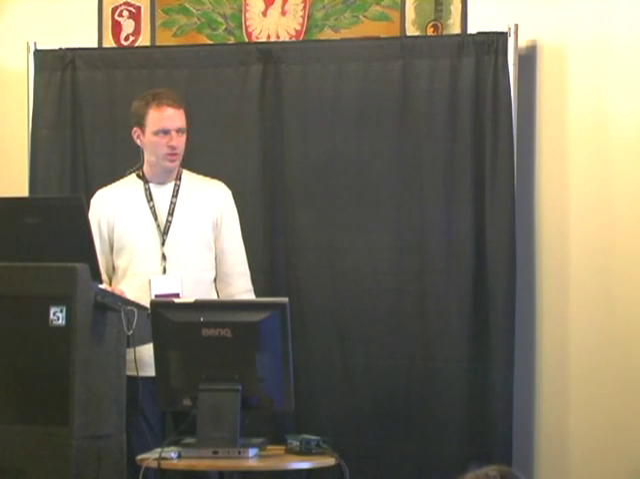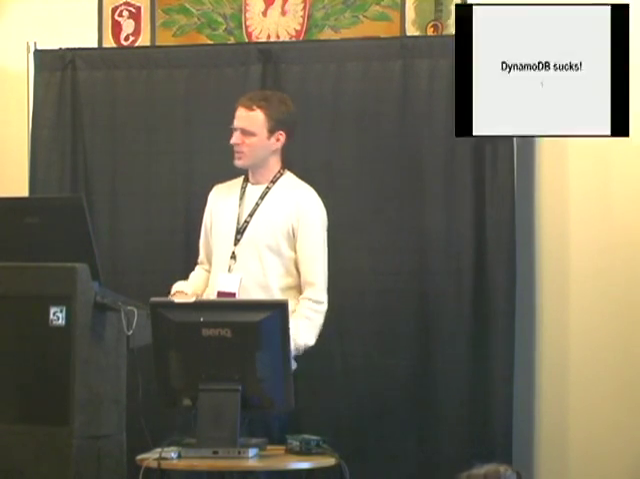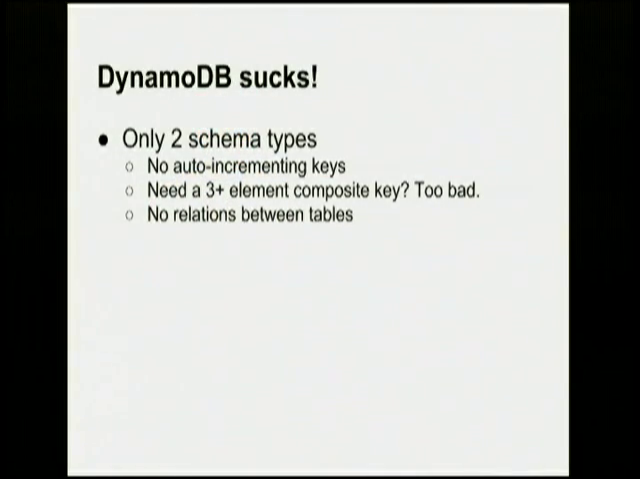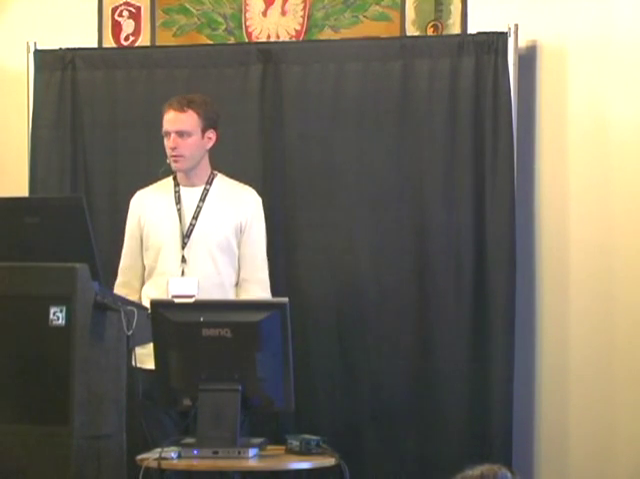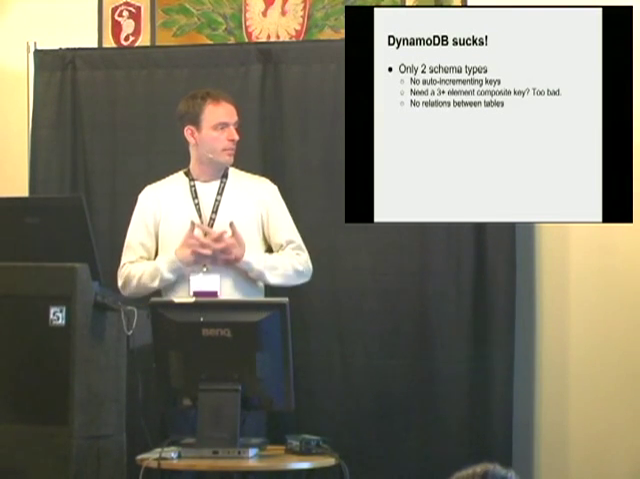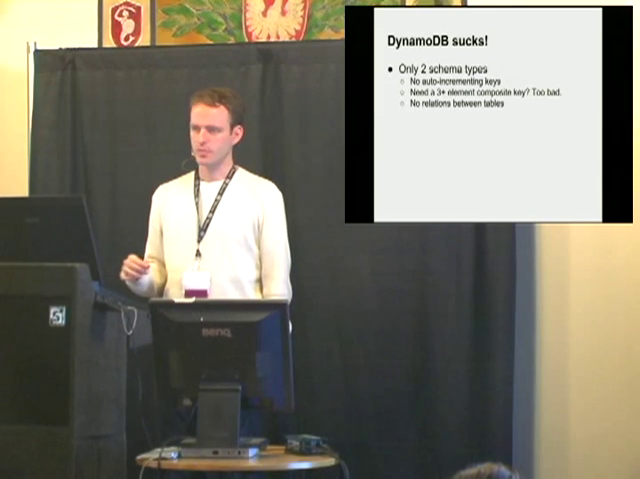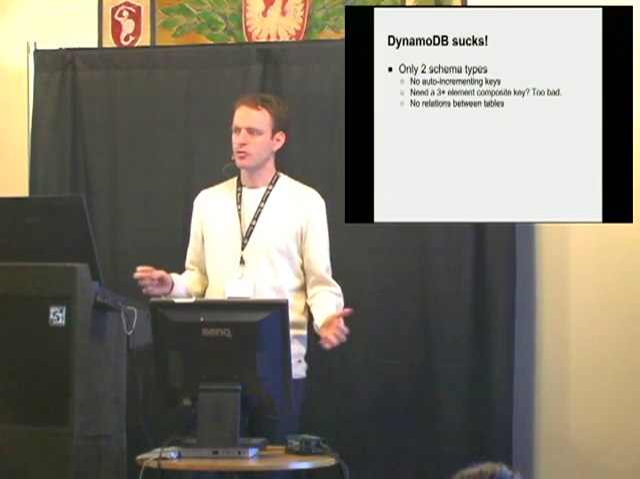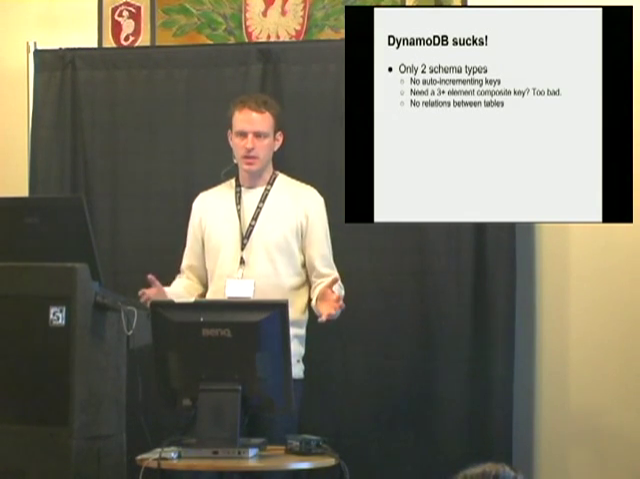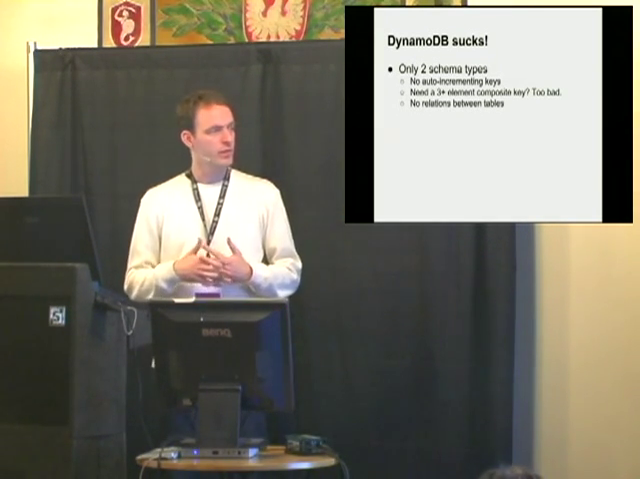However, DynamoDB has a few things that sort of suck. Why does it suck? Well, as I said before, there are only two schema types, which are very simple, but for example, if you need a composite key with more than 2 elements, you're out of luck. It's not supported out of the box. You need to hack around it. Also, you need to specify the keys of the items you create. So if you want something like an auto-incrementing key, it doesn't exist. You have to find a way to roll out your own.